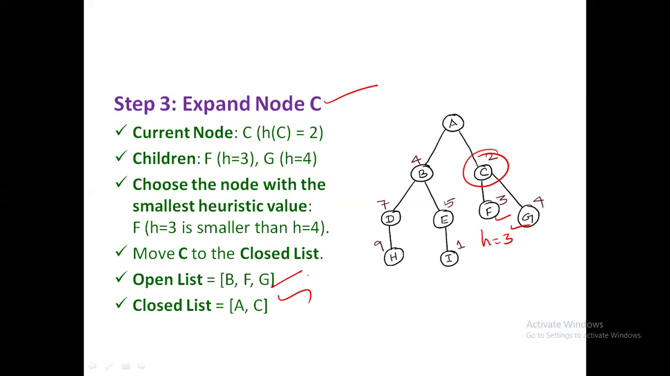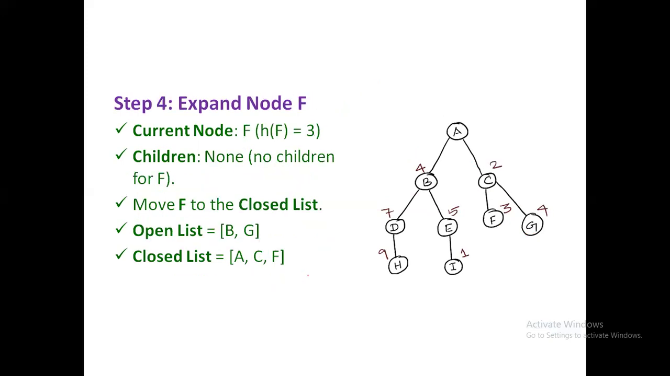Next, we have to expand what? F is to be expanded. This is the fourth step. We have to expand the node F. Correct? How many children does node F have? There are no children for this F.